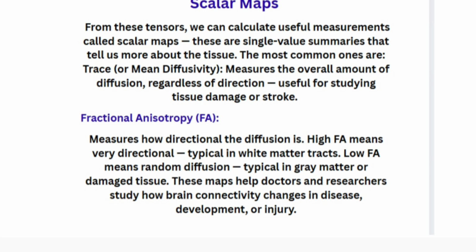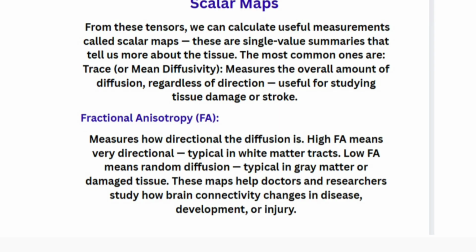Fractional anisotropy, or FA, measures how directional the diffusion is. High FA means very directional, typical in white matter tracts. Low FA means random diffusion, typical in gray matter or damaged tissue. These maps help doctors and researchers study how brain connectivity changes in disease, development, or injury.